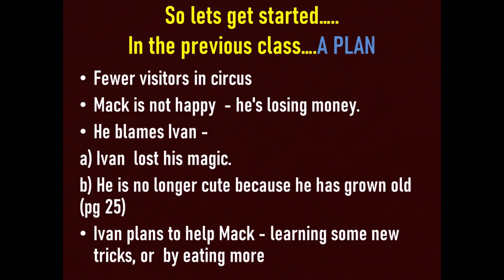Let's get started with the book. In the previous class, we discussed that fewer visitors are coming to the Big Top Mall. So obviously, Mac is not happy because he is losing money. He blames Ivan partly for this and tells him that Ivan has lost his magic. He's no longer cute only because he's grown old. Poor Ivan takes it personally and plans to help Mac by learning some new tricks or by eating more than what a normal gorilla eats.